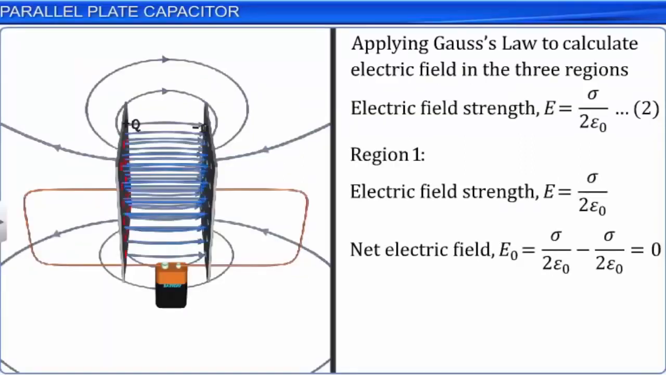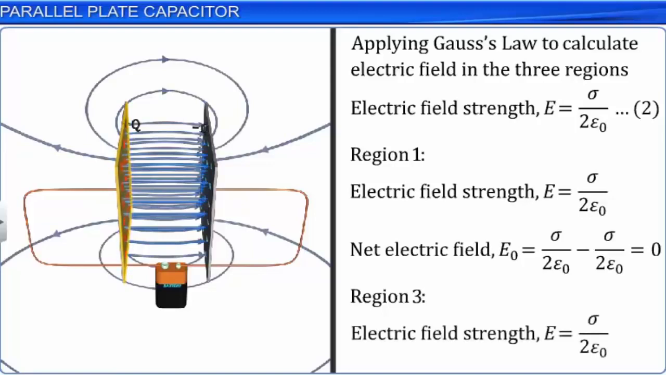Now let us look at the region 3. In the region 3, we see that due to the positive plate of the capacitor, the electric field strength E is equal to sigma by 2 epsilon naught, and directed away from the positive plate and towards the right. We see that due to the negative plate of the capacitor, the electric field strength E is also equal to sigma by 2 epsilon naught, and directed towards the negative plate and towards the left.